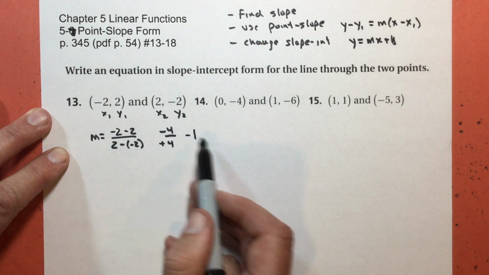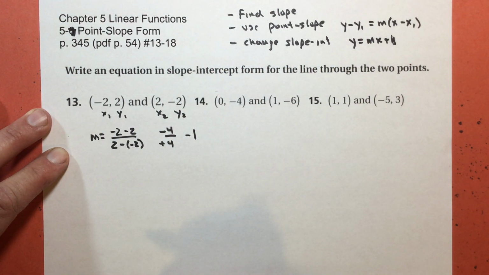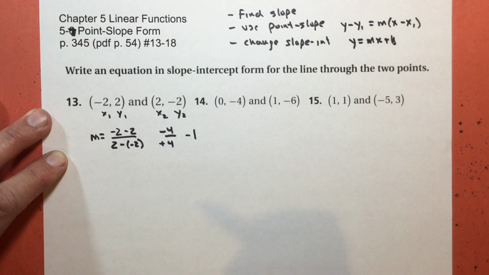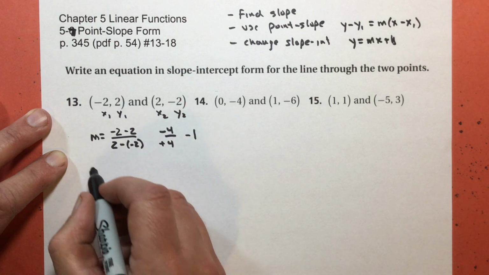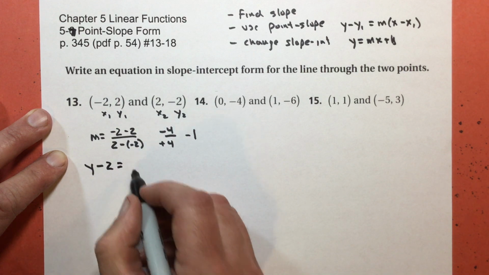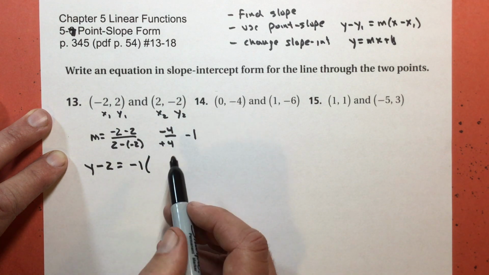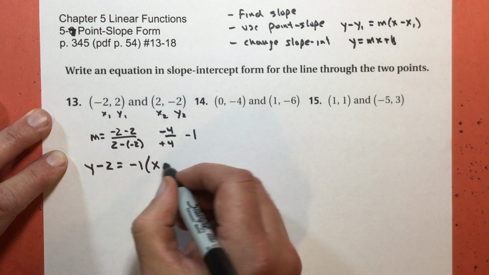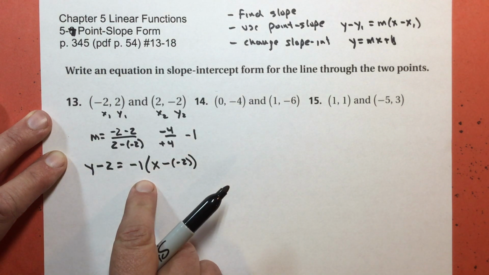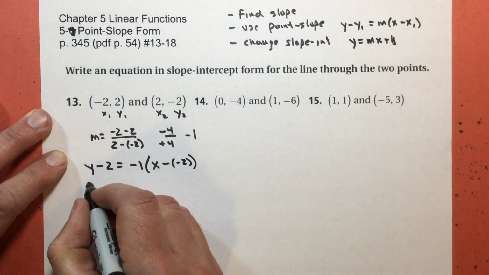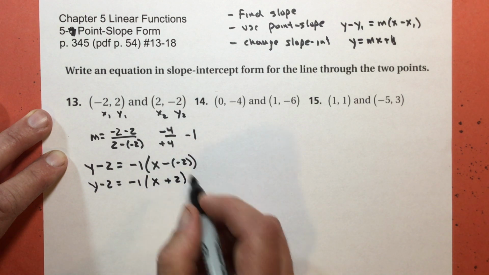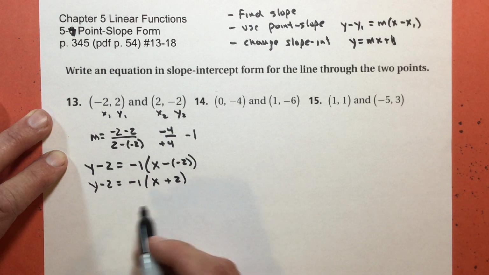I could have written m equals each time, but I'm trying to be mindful of the spacing. All right? So now I got my slope. Which point do I use? It doesn't matter. I'm going to use x1, y1. So I'm going to use y subtract y1, which is 2, equals my slope, -1, times x subtract my x value, -2. Now that takes me right back where I was in the previous video. y subtract 2 equals -1 times x plus 2. Subtracting -2 becomes x plus 2.